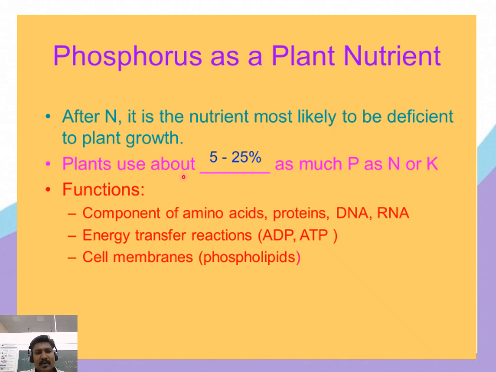The plant uses about 5 to 25% of phosphorus, and its function is mainly involvement in energy transfer reactions. Through adenosine diphosphate and triphosphate, the energy transfer happens. That's why phosphorus is called the energy currency of the plant. They are also a component of amino acids, protein, DNA, and RNA, and are involved in the cell membrane as phospholipids.